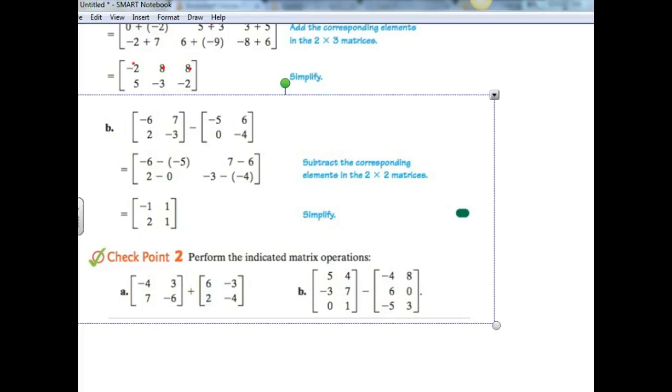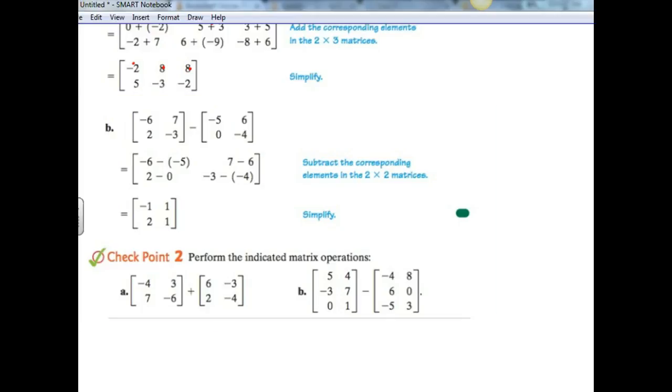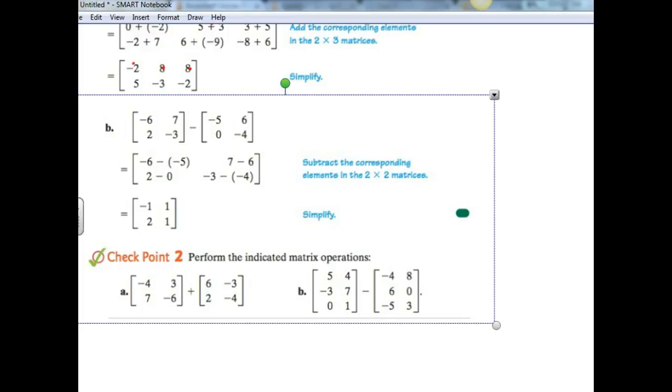Then you have 7 minus 6, which is where they're getting 1. You've got 2 minus 0, which is where they're getting the 2. And then finally negative 3 minus negative 4. Again, you have 2 negatives here. So you are going to have to add the 4, and negative 3 plus 4 ends up being 1.